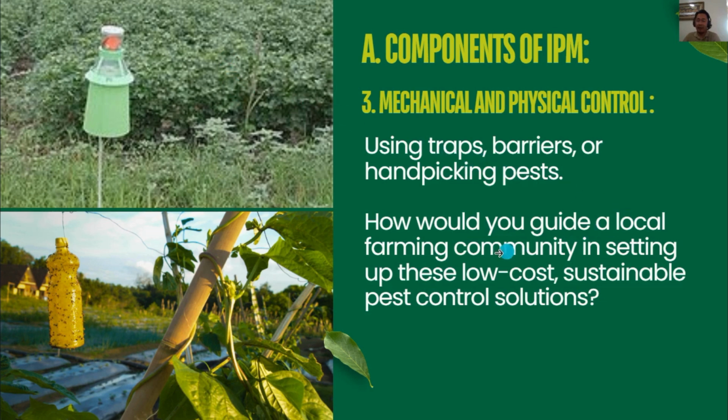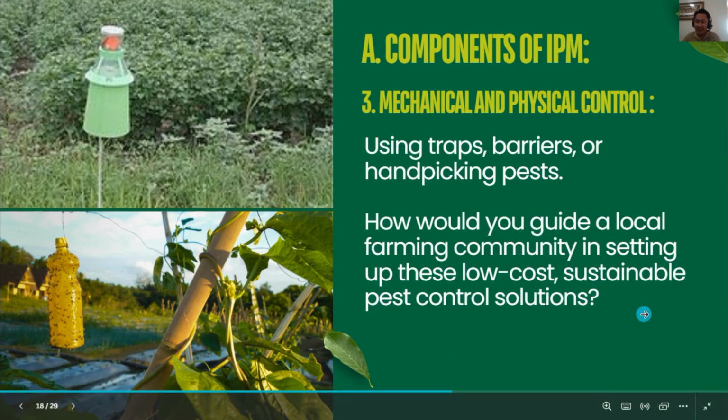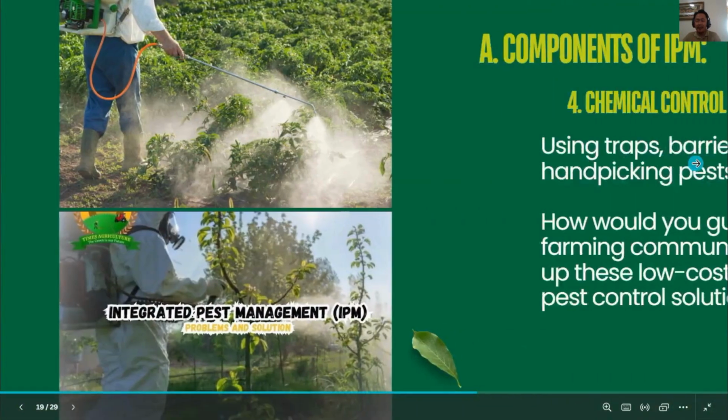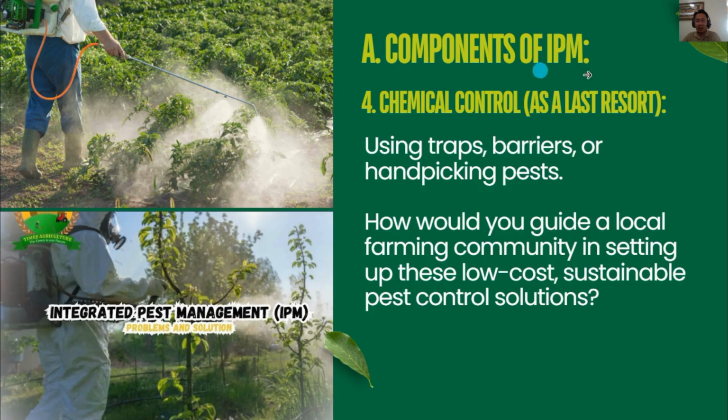How would you guide a local farming community in setting up these low-cost, sustainable pest control solutions? And another one is chemical control as a last resort. So using traps, barriers, or hand-picking pests are used first, no? So this chemical control is still considered organic in composition, but for our organic practices, these are the last resort.